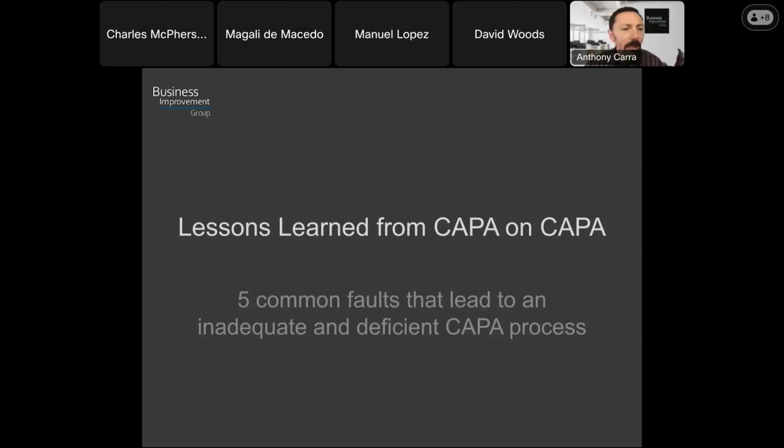Most of 2023 and just starting off 2024 so far, a lot of my work has been working with companies on CAPA and specifically their CAPA process, not necessarily working on individual CAPAs, but addressing some of the FDA findings that they may have gotten for their CAPA process itself.